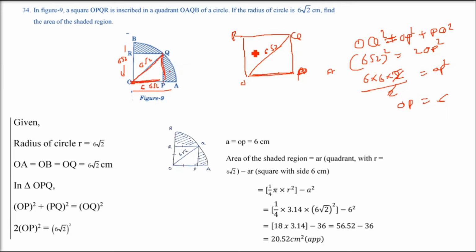Now what is the area of the square? It's simply side square. 6 is the side, so 36. Area of the square region is 36, 6 into 6. Now what we'll do? We'll take the area of the quadrant. Quadrant is 1/4 of the circle. Circle area is pi r square. Quadrant area will be 1/4, pi r square by 4. So pi r square by 4 minus a square, where a is the side. So we will subtract them. I hope you got the idea. Pi is 3.14, r is 6 root 2 whole square by 4. Root 2 you can write as 1.414, minus 36, and 20.52 centimeter square will come.